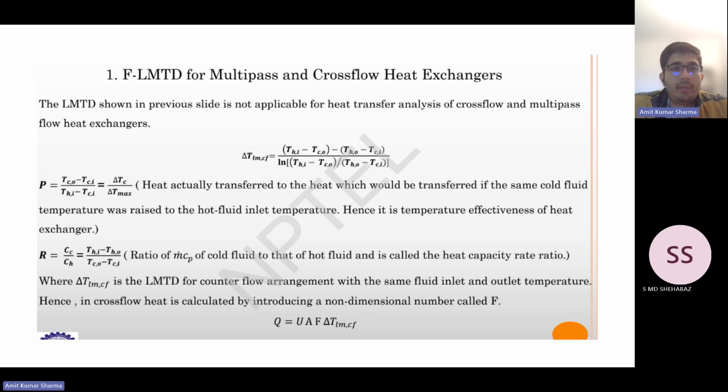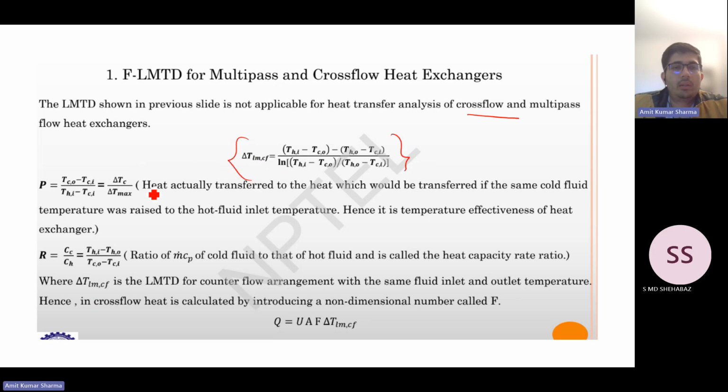Now for the LMTD for multipass and cross flow heat exchangers. The LMTD shown in the previous slide is not applicable for heat transfer in cross flow and multipass. So if there is a cross flow or multipass, then this is the formula.